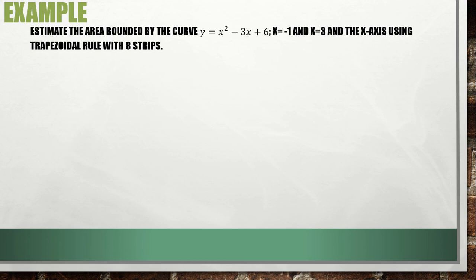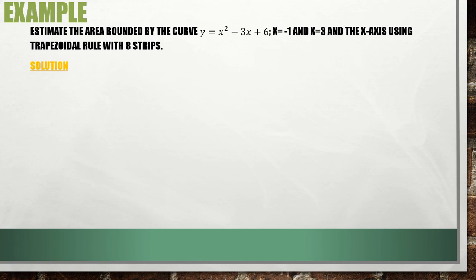Now you have been told, estimate the area bounded by the curve y is equal to x squared minus 3x plus 6, and x equals negative 1 and x equals 3, and the x-axis, using the trapezoidal rule with 8 strips. So basically it's bounded by each of those parameters. It starts from x equals negative 1 to x equals 3, and you are going to apply 8 strips. Now remember, in the trapezoidal rule, if you have 8 strips, it basically means we are going to have 9 ordinates. I believe that is ringing in your mind.